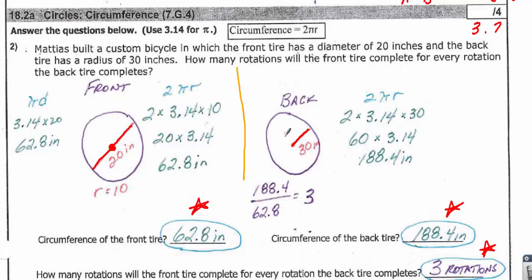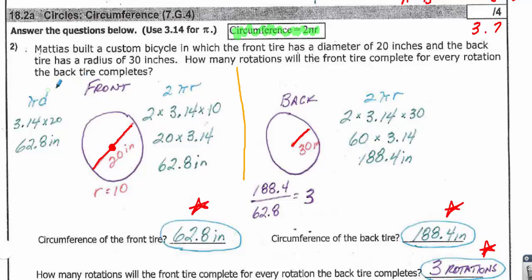So drawing these tires really helps. Get the diagram going here. Brilliant mathematicians, high-end mathematicians use diagrams. It helps them visualize what they're doing. Once we do that, we plug it into our formula for circumference. Here's the circumference formula. 2 times pi times radius.